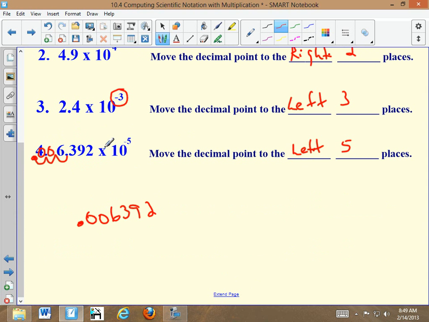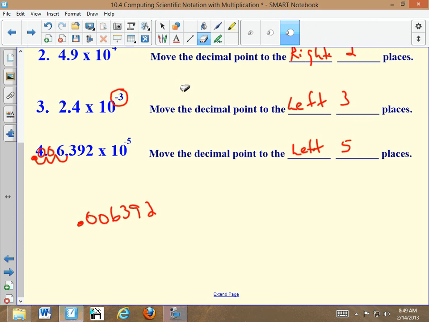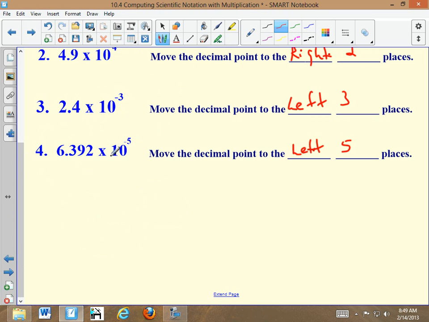Okay? Negative fifth power. I'm sorry. Thank you for pointing out my mistake. I was looking at the circled one. You're right. Because it's to the fifth power, I have to move it 5 spaces to the left. So 1, 2, 3, 4, 5, which means I need to fill in 1, 2, 3, 4 zeros. So it's 0.00006392. That is my decimal form. Okay. I confused these two numbers.